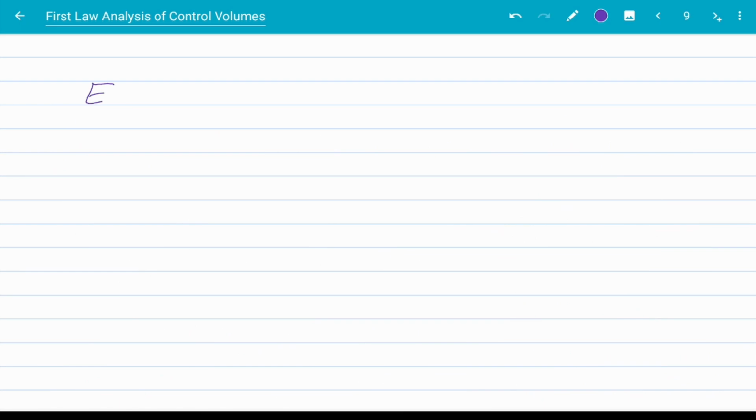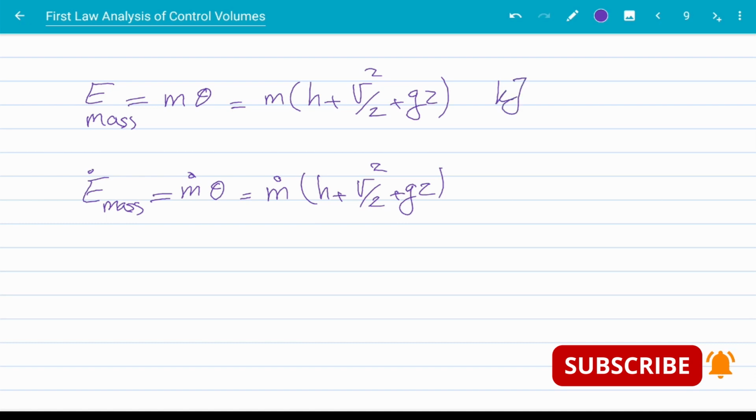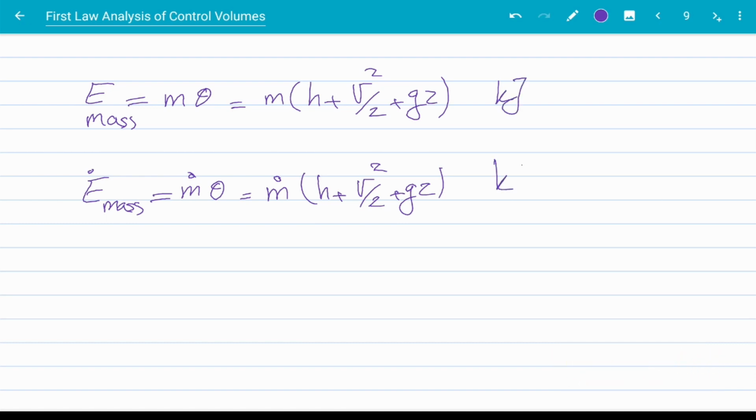Now the total energy transported by mass, or the total energy transferred by mass, I'm going to write mass on the subscript here, is m theta, which is mass times enthalpy plus kinetic energy plus potential energy. And in the rate form, the rate of energy carried by mass, m dot theta, is m dot times enthalpy plus kinetic energy plus potential energy. The top equation is in kilojoules, and the second one is in kilowatts.